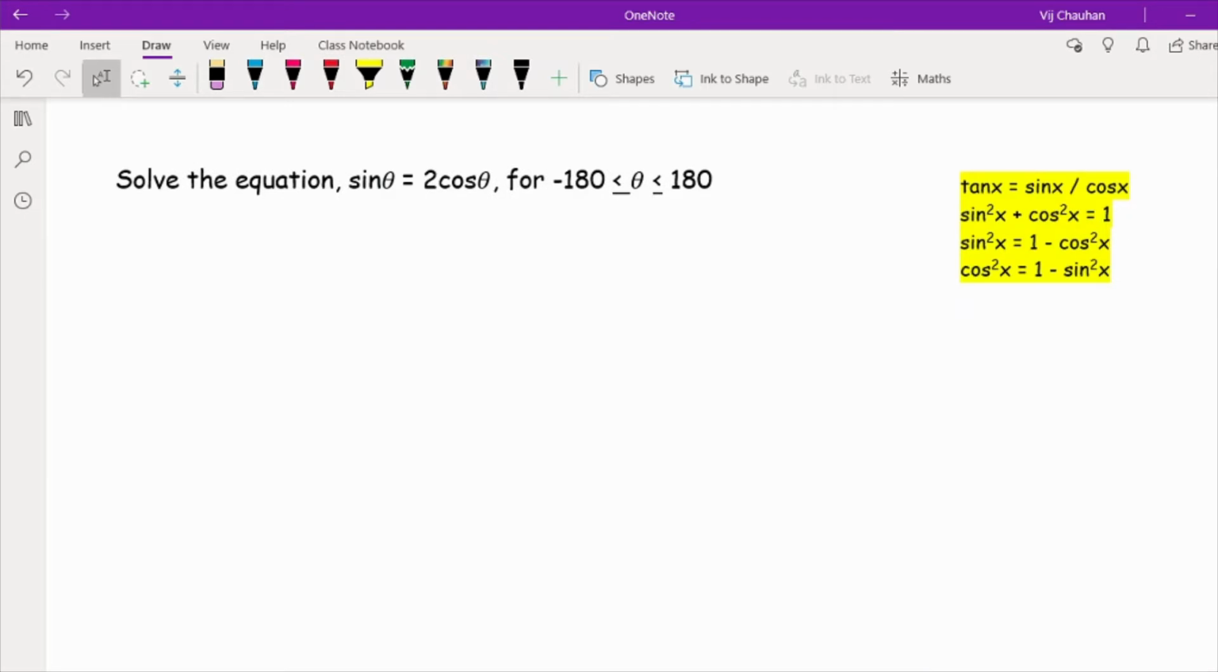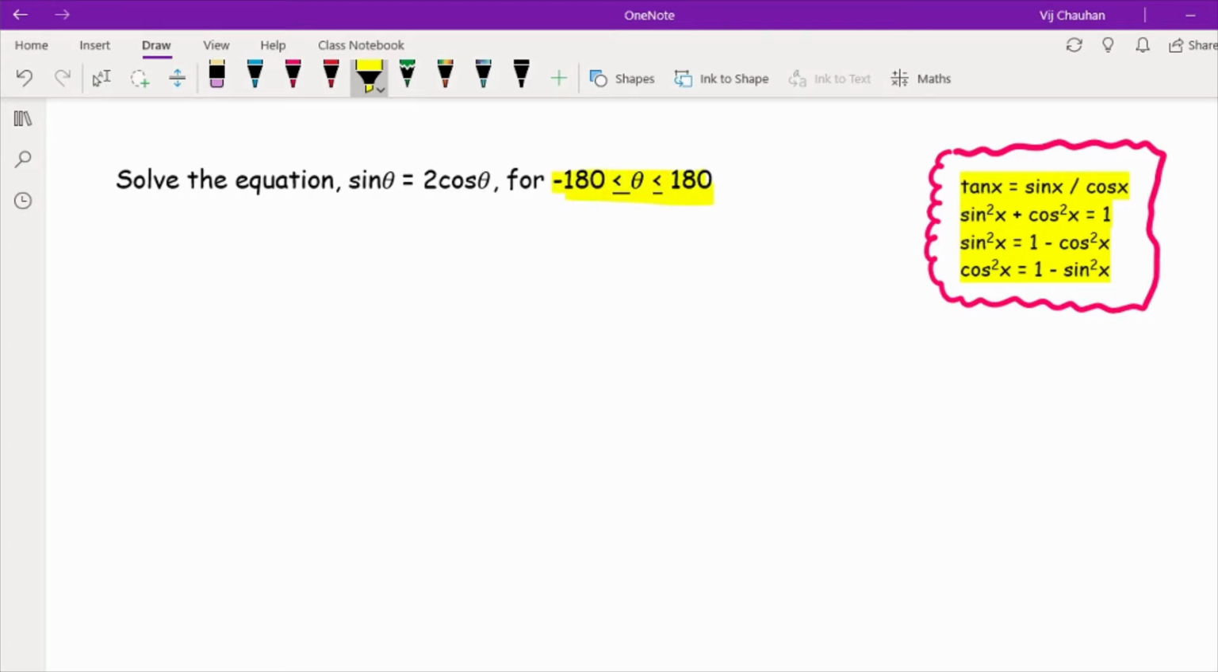So what I've done here is note what the trig identities are in their entirety. In each of these questions, I'm just going to have this in the corner of the screen, so as I'm referring to it, you can see where all of these are coming from. For the first one, we're asked to solve the equation sine theta equals 2 cos theta for the range of minus 180 to 180.